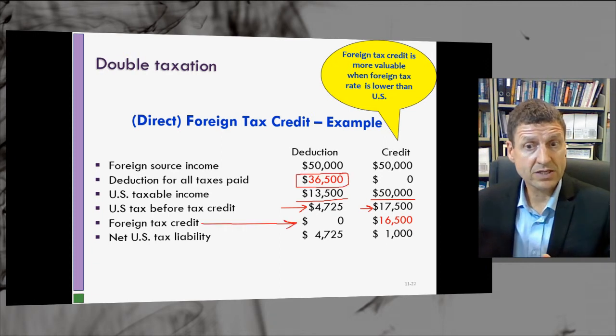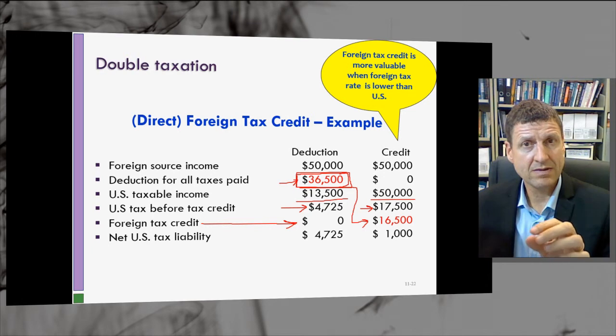With the foreign tax credit, you're only allowed to take out $16,500 of the $36,500 down here. You're only allowed to take out $16,500 because that is the income tax that you paid. Under the deduction approach, you can have the income tax plus other taxes paid. Under the foreign tax credit, you can only get credit for income tax paid.